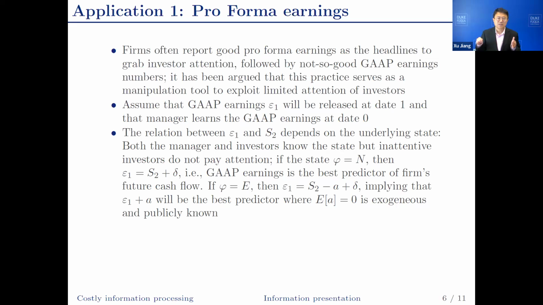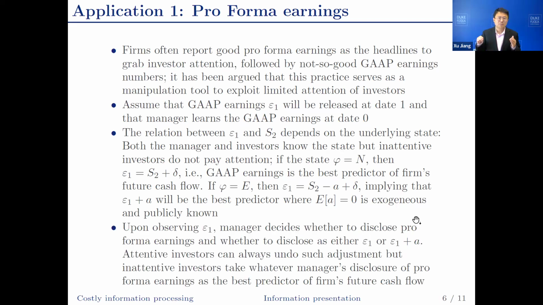If the state is N, then GAAP earnings is the best predictor of the firm's future cash flow. If the state equals E, then GAAP earnings ε1 plus A will be the best predictor. This A is assumed to be exogenous and publicly known. Upon observing the GAAP earnings ε1 at day 0, the manager decides whether to disclose pro forma earnings, and whether to disclose that as either ε1 or ε1 plus A at date 1. Attentive investors are assumed to be able to always undo such adjustments. But inattentive investors would take whatever the manager's disclosure of pro forma earnings at face value.